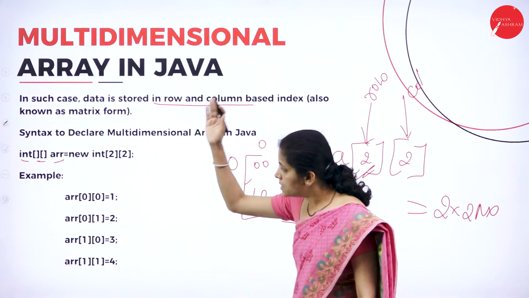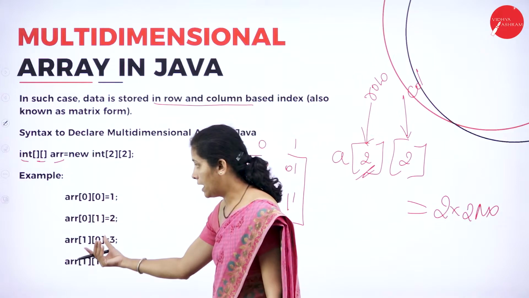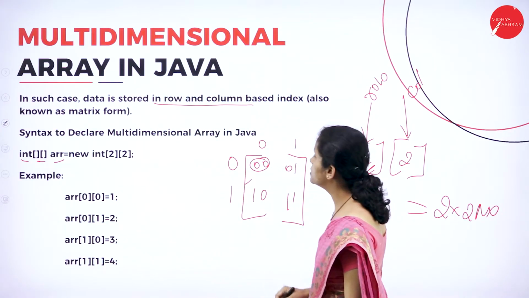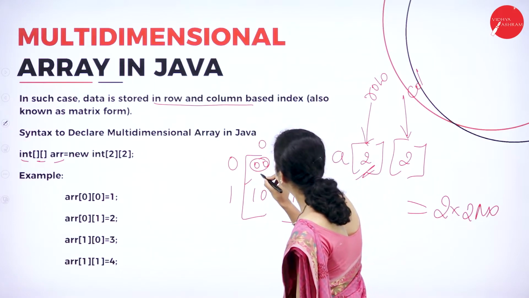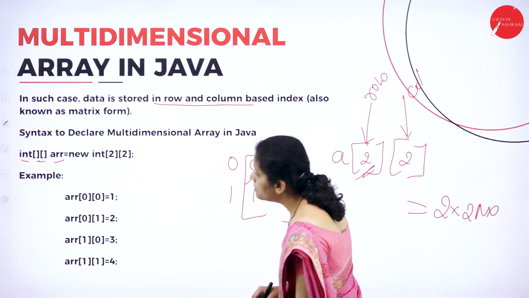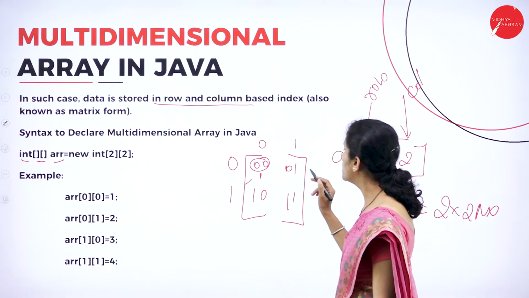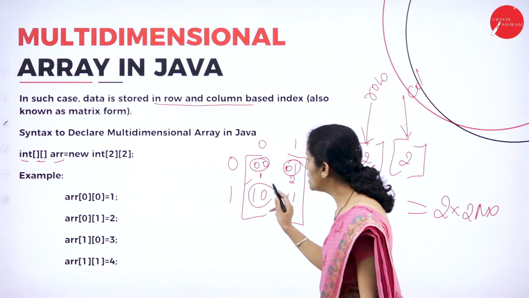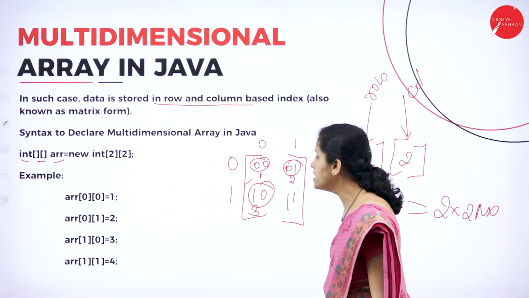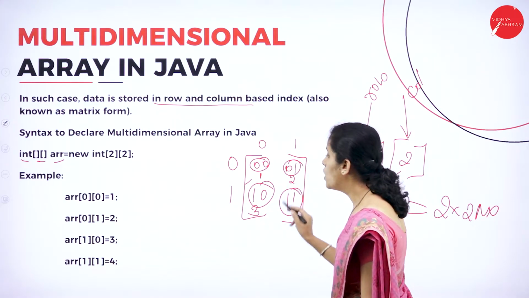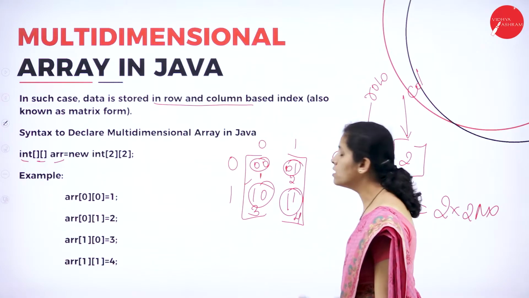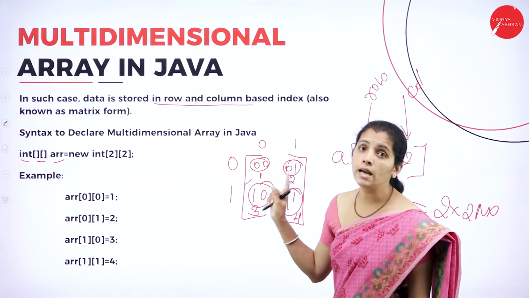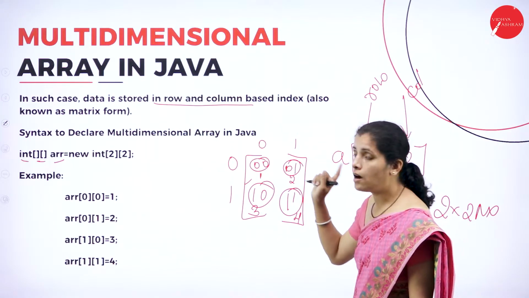Now, in a similar way, I'm having an array. In the place of 0,0, I'm going to store 1, and in the place of 0,1, I'm going to store 2, and in the place of 1,0, I'm going to store 3, and in the place of 1,1, I'm going to store 4. This is the way I can create a multi-dimensional array in Java.